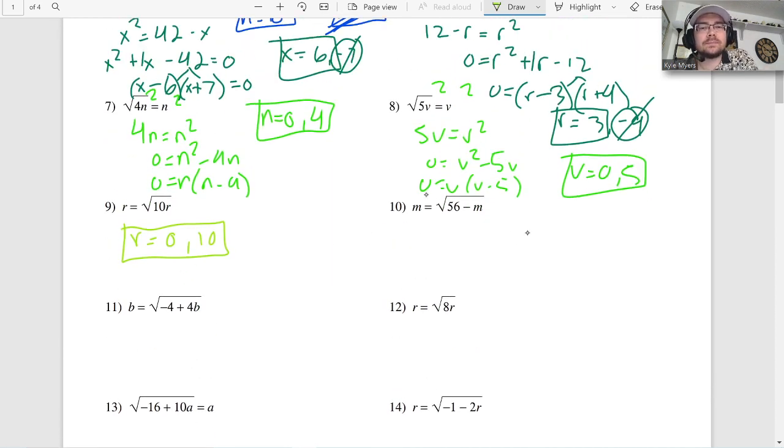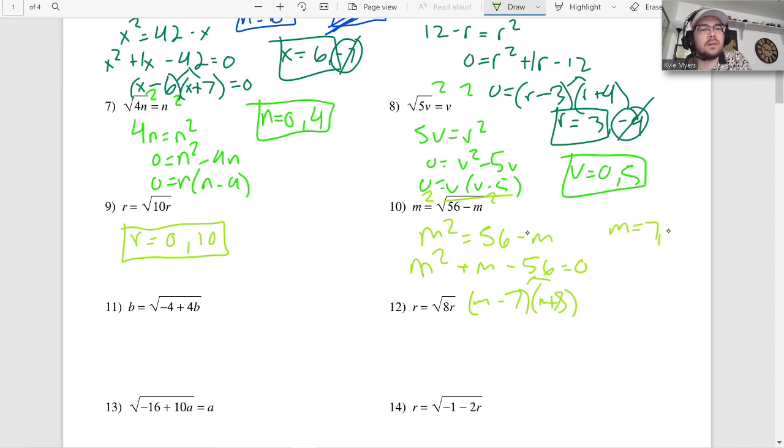All right, anyways. Square, square, cancels. M squared equals 56 minus m. M squared plus m minus 56 equals 0. 56 is 8 times 7. So 7 and 8. We need minus 7 and positive 8, which means m is going to be equal to 7 or negative 8. And the negative 8 won't work. 7 does. There's the answer.